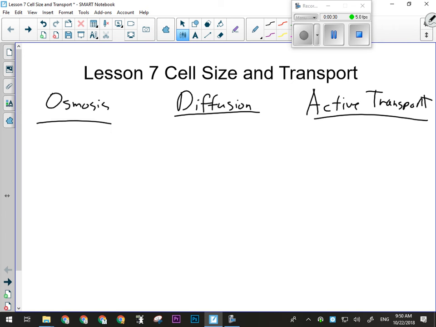Now, osmosis moves only what? Water. And does it move it within the cell or across the membrane? Across the membrane. What about diffusion? What does it move? Basically anything. Particles. So it can transport anything. Does it transport across the membrane or within the cell? Within the cell.